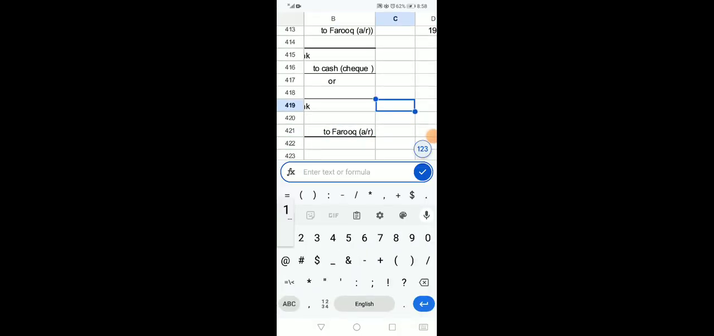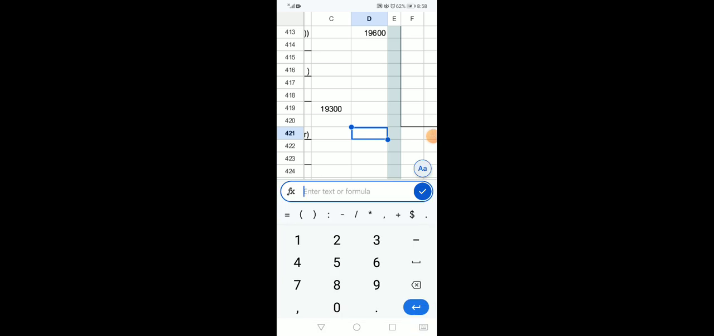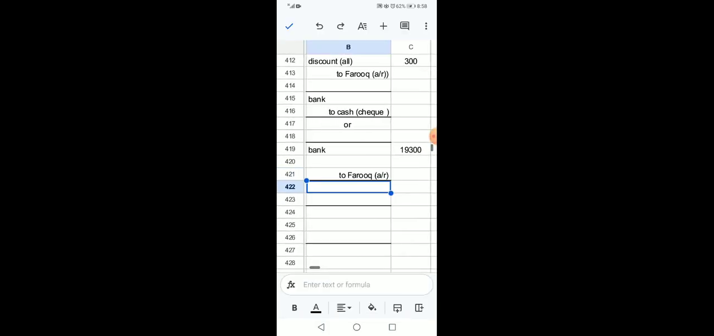The check which is deposited into the bank, the amount of that check was 19,300. So you will mention that bank account would be increased by 19,300, while full settlement was different. As we have earlier mentioned, full settlement was 19,600. So you will write 19,600 in front of Farooq, because the actual amount which was receivable from Farooq was 19,600.